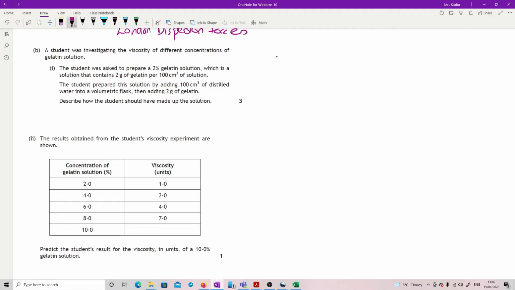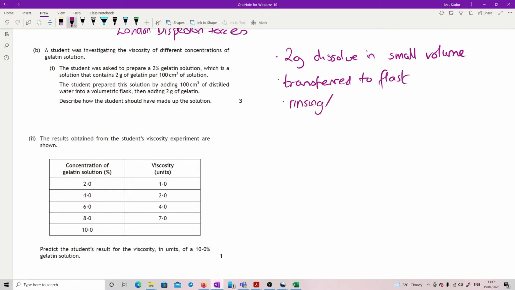Okay, so what they should have done was take 2 grams and dissolve in a small volume, basically as small a volume as you can get for it to all dissolve. And then that should have been transferred to the flask. And then you also should have transferred rinsings or washings to the flask, so that makes certain that every single bit of that 2 grams has been transferred. Then you make up to the graduation mark. And then you would stopper and invert it a few times to make sure it's thoroughly mixed.